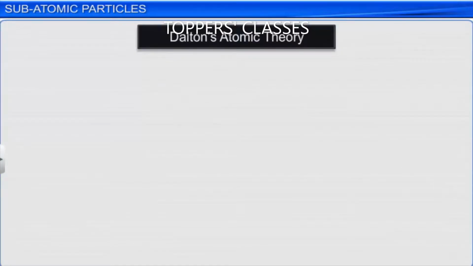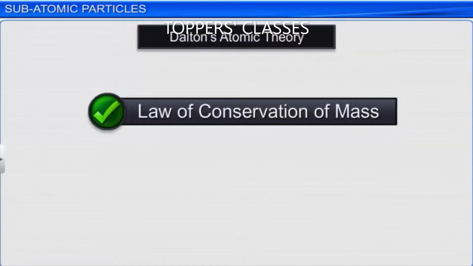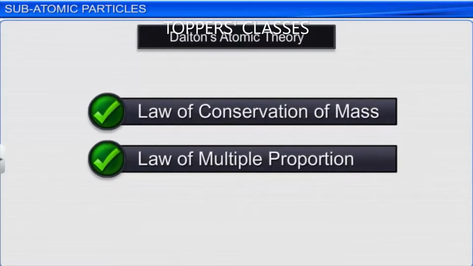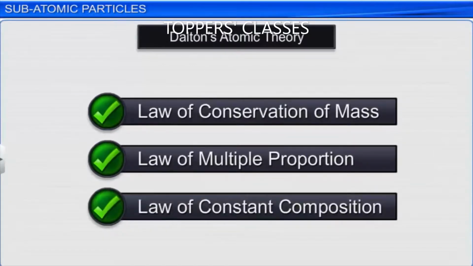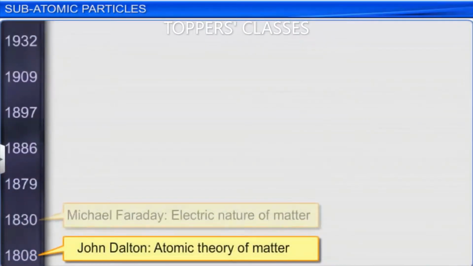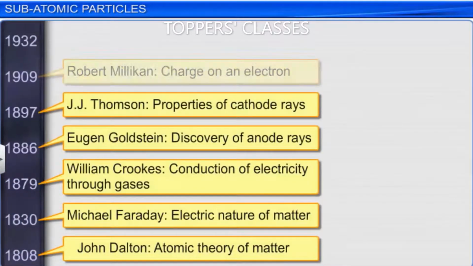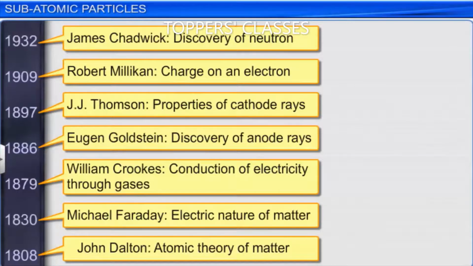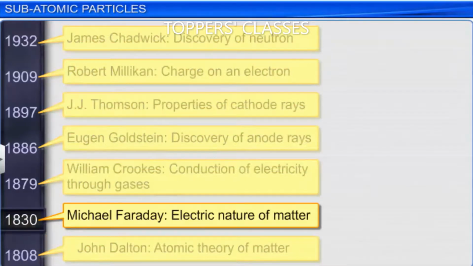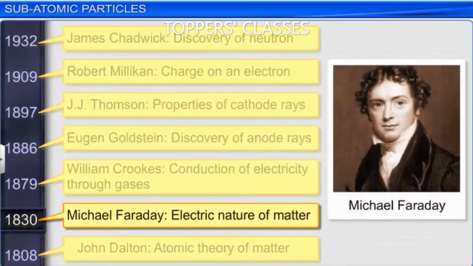Dalton's atomic theory was able to explain the laws of conservation of mass, multiple proportion, and constant composition. However, it could not explain the results of many experiments conducted by the scientists in the later part of the 19th century and 20th century. For example, it could not explain the electric nature of matter as explained by Michael Faraday through his experiment in 1830.